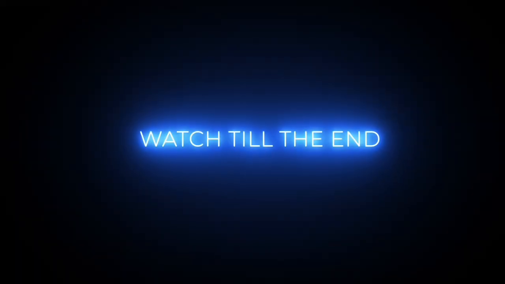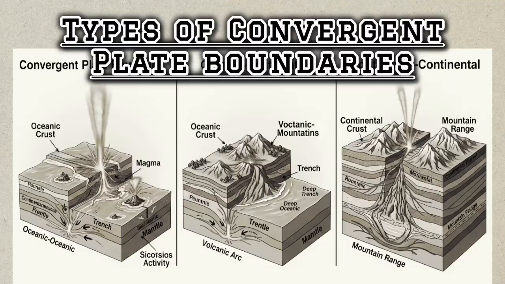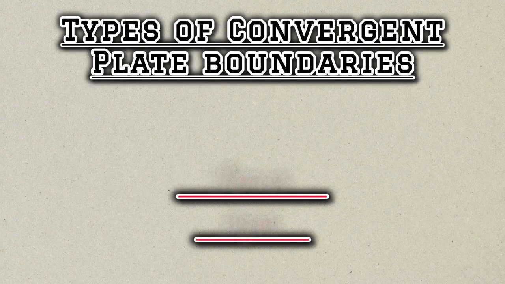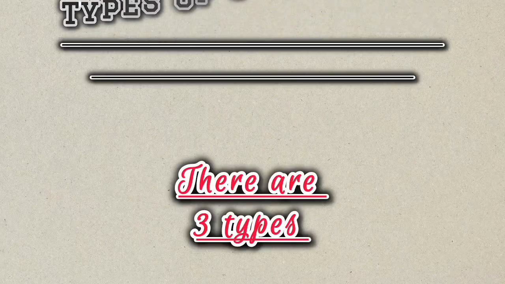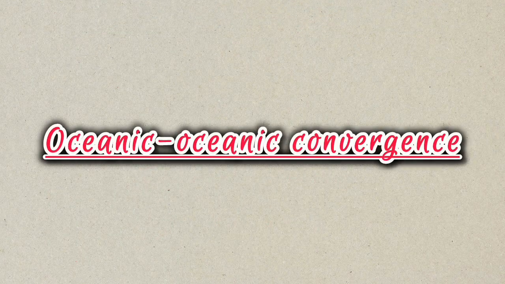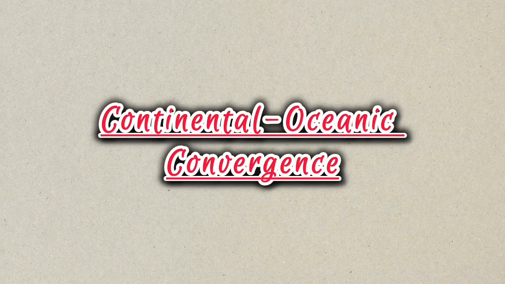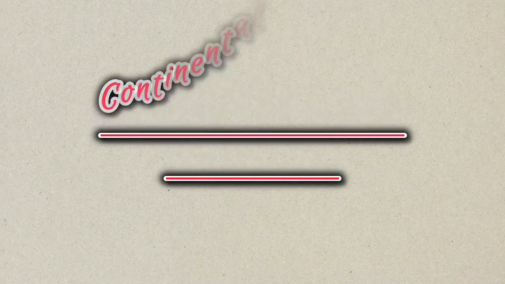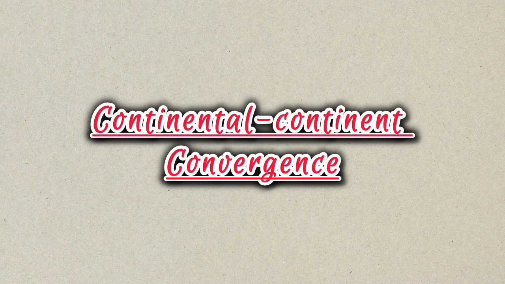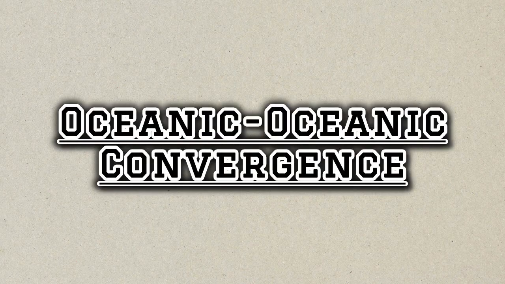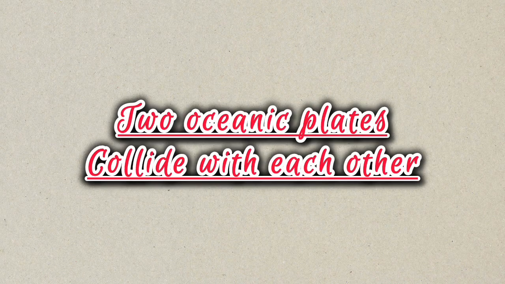Good morning, everyone. In the previous lecture, we explained the concept of plate tectonic theory, and today we are going to further explain the types of convergent plate boundaries. There are actually three types of convergent plate boundaries. First is the oceanic convergence, then continent-oceanic convergence, and the last is the continent-continent convergence. So let's start with the oceanic convergence.